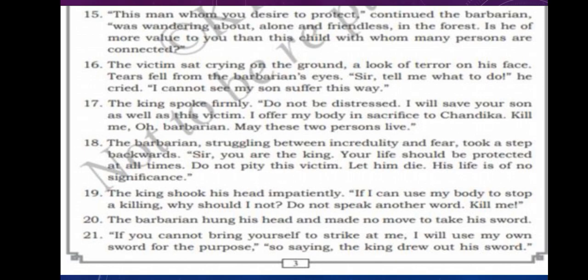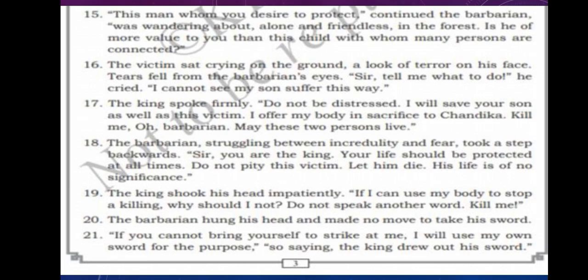"This man whom you desire to protect," continued the barbarian, "was wandering about alone and friendless in the forest. Is he of more value to you than this child with whom many persons are connected?" So the barbarian told, "King, this man has no friends, no family. He was roaming over the forest. I brought him to kill because my son is connected with many people other than this man. So his life is not as valuable as my son's. I am going to kill him."